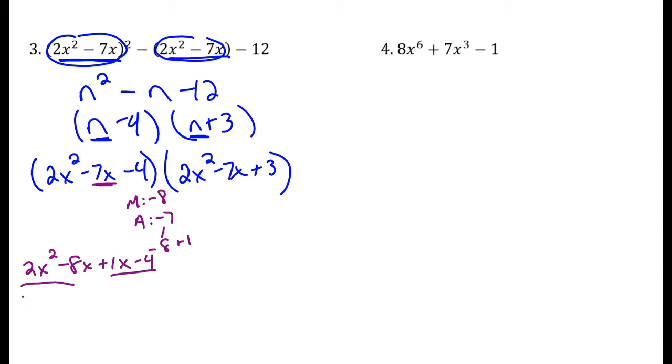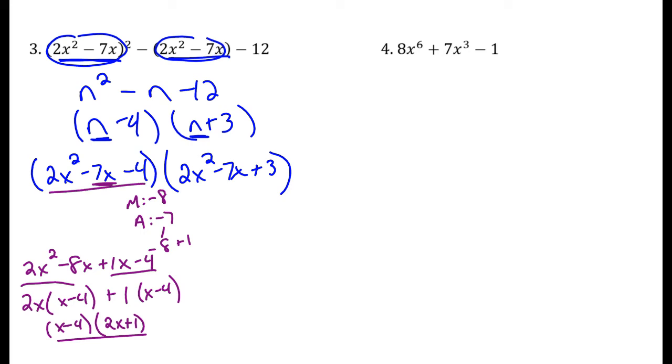Group now. I need an x minus 4, so what do I have to factor out? Just a 1. I don't really need to factor anything out there. So I'm left with x minus 4 times 2x plus 1. Those are the two linear factors from that quadratic factor.